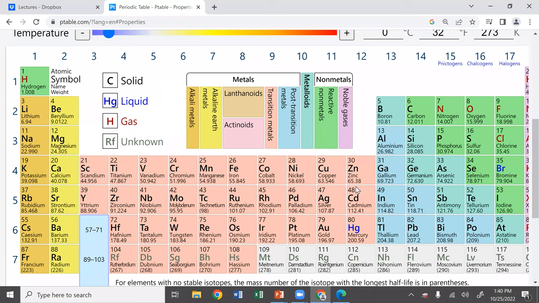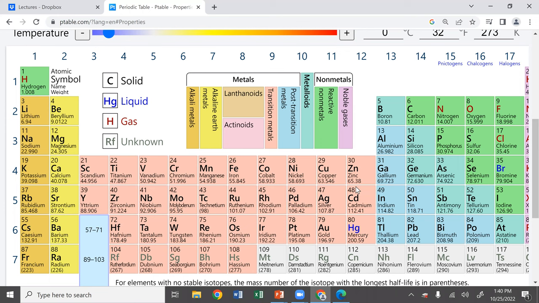Minus one. So lead must be plus four. So this is lead four iodide. If it was PbI2, then that would be lead 2 iodide. Different compound, different ratio of iodine to lead.